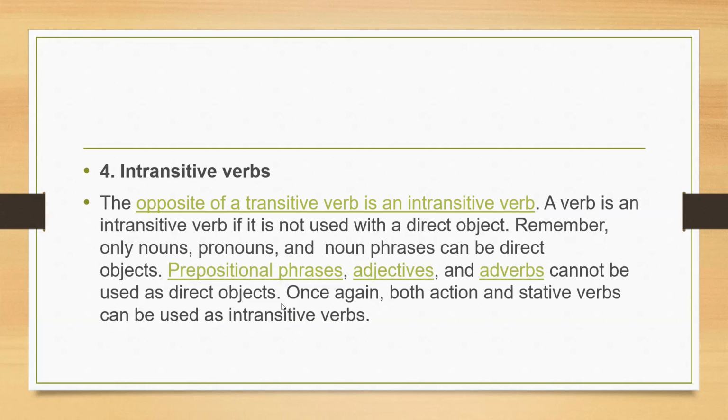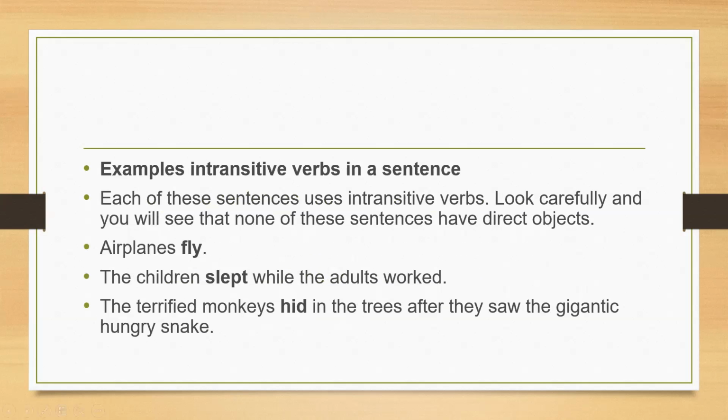So both action verbs and static verbs can be used as transitive verbs. Now, what are the examples of intransitive verbs in a sentence? Each sentence uses intransitive verbs, like "Airplanes fly." In this sentence, you cannot find any object. Just "airplanes fly." The subject is there and the verb is there. So this is called an intransitive verb.